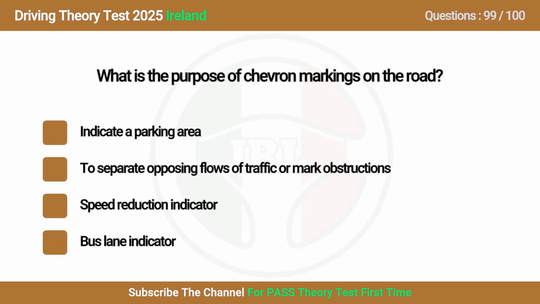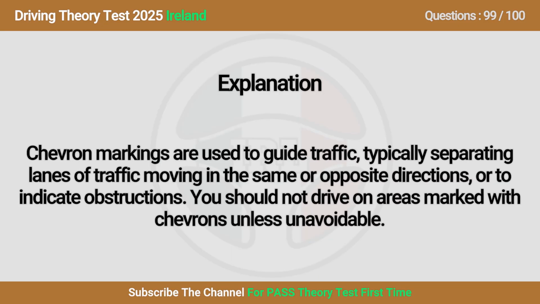Question 99. What is the purpose of chevron markings on the road? A. Indicate a parking area. B. To separate opposing flows of traffic or mark obstructions. C. Speed reduction indicator. D. Bus lane indicator. Answer is B. To separate opposing flows of traffic or mark obstructions. Chevron markings are used to guide traffic, typically separating lanes of traffic moving in the same or opposite directions, or to indicate obstructions. You should not drive on areas marked with chevrons unless unavoidable.